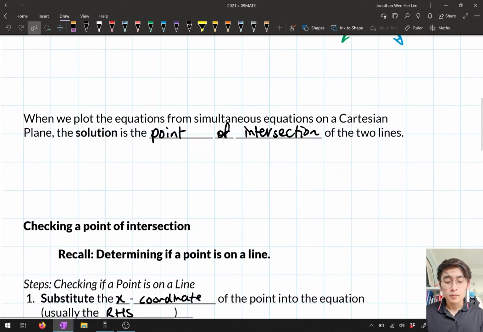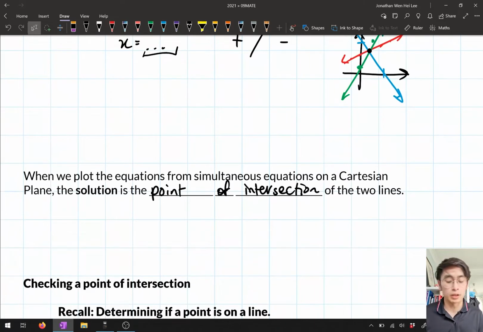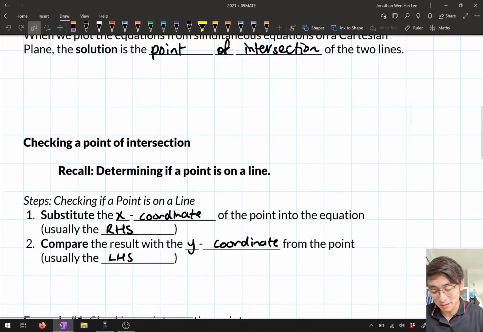So in this lesson, first we're going to see if a point of intersection lies on a line. It's a bit of a recap of something that we looked at earlier in this topic. And then we're going to go through how we solve simultaneous equations using the graphing method. So let's have a go at this.